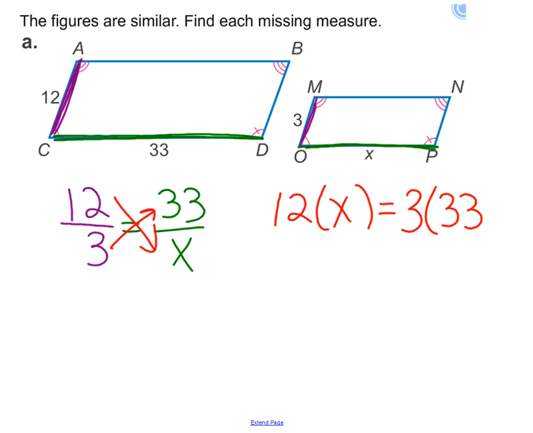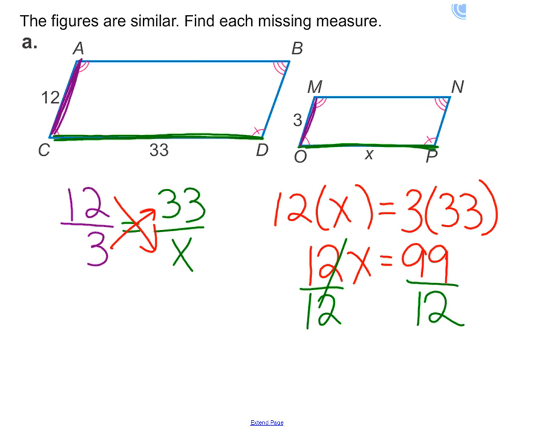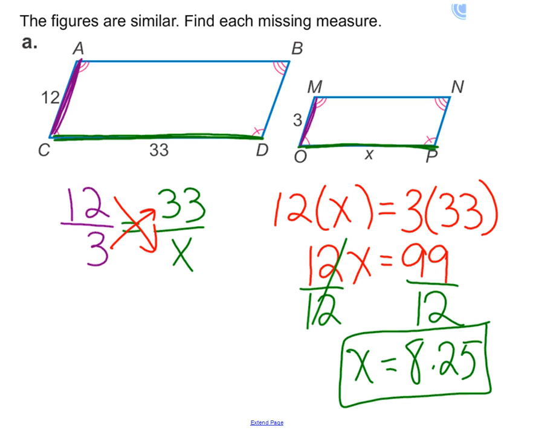Now I'm going to multiply my cross product, so 12x and 99. Now I have my x that's being multiplied by 12, so I'm going to divide by 12 on both sides of the equation, and I'm going to get an answer of x equaling 8.25. They really didn't give us any units, so I'm just going to keep it as x equals 8.25.